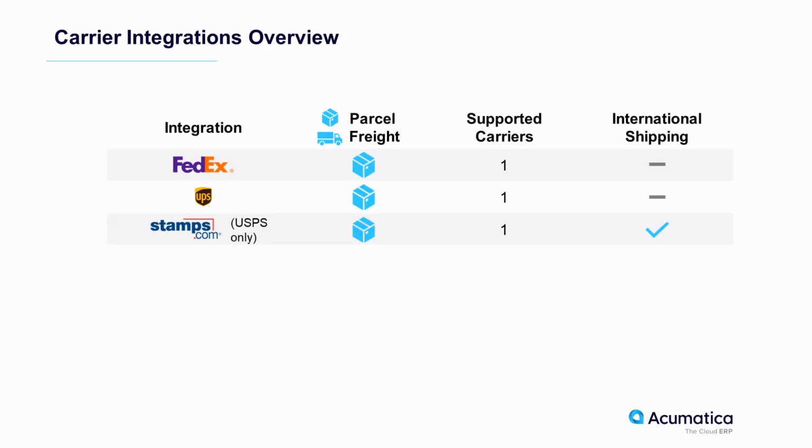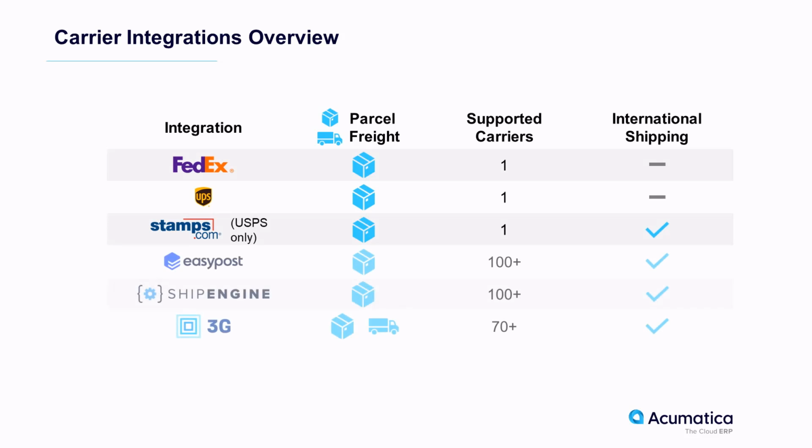Acumatica also manages a few external carrier integrations. The solutions range from direct FedEx and UPS integration to USPS via stamps.com interface, and we continue to maintain these integrations. We also have our more robust connectors to carrier aggregators. In collaboration with each partner, we continue to future-proof and enhance these solutions.